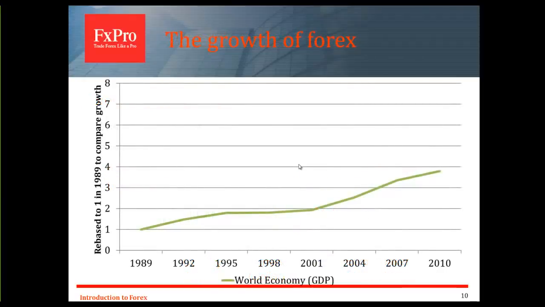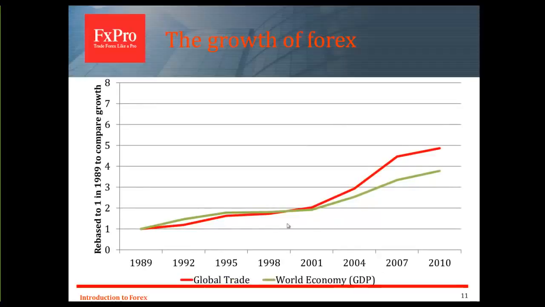Let's just touch on the growth of the Forex market. This is something I put together. It doesn't have the 2013 numbers. I think I did it for a presentation a couple of years ago. But you can see the world economy has been generally growing, and to keep things simple, I rebased these numbers back to 1989. So if something goes from 1 to 2, the volume is essentially doubling.